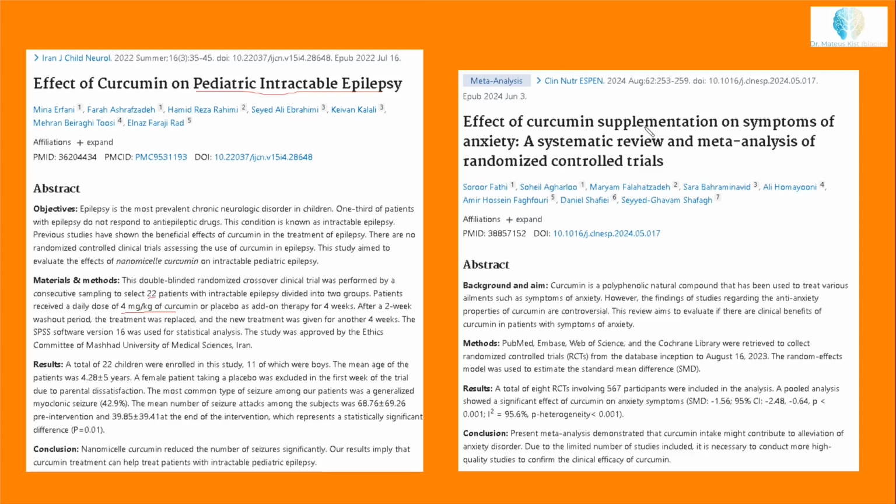Here on the right, we have a systematic review and meta-analysis of randomized clinical trials, this time interested in the effect of curcumin supplementation on symptoms of anxiety. And what they found was that they included 8 randomized clinical trials with a total of 567 patients, and curcumin had a positive effect in reduction of anxiety symptoms. They say that more studies are necessary, but it's a very encouraging result.